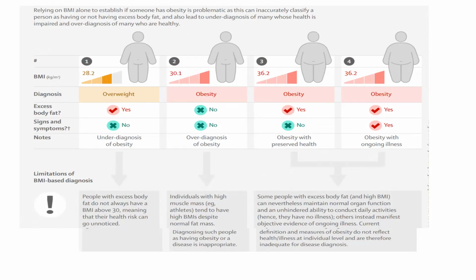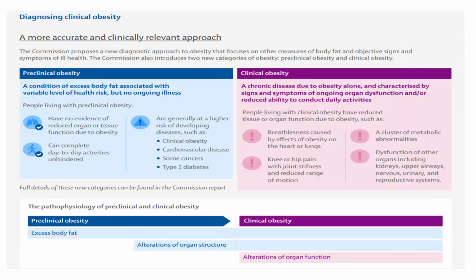So, diagnosis of obesity in such an individual who is an athlete with high muscular mass is inappropriate. On the other hand, the last two scenarios, which are case 3 and 4 for these particular patient types: some people with excess body fat and high BMI can nevertheless maintain their normal organ function and have an unhindered ability to conduct daily activities. Hence, they have no illness or physical impairment from the obesity. On the other hand, others may manifest objective evidence of ongoing illness. So, in these cases, we are currently labeling the patient as obesity with preserved health, and we are labeling the patient as obesity with ongoing illness. But we'll be looking in the subsequent slides at how we can define these patients into the new classification of preclinical and clinical obesity.